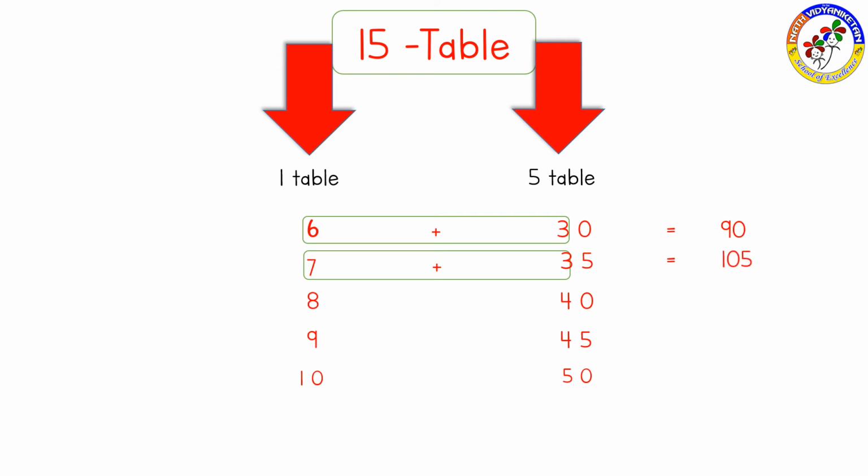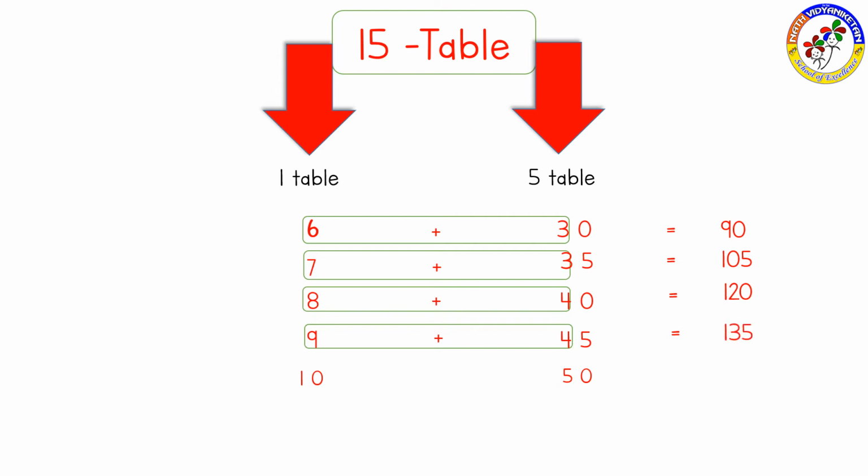Now 8 plus 4. 8 plus 4 how much? 12, and write 0 as it is, that is 120. Now 9 plus 4. 9 plus 4 is 13, and write 5 as it is, that is 135. Now 10 plus 5. 10 plus 5 how much? 15, and write 0 as it is, that is 150.